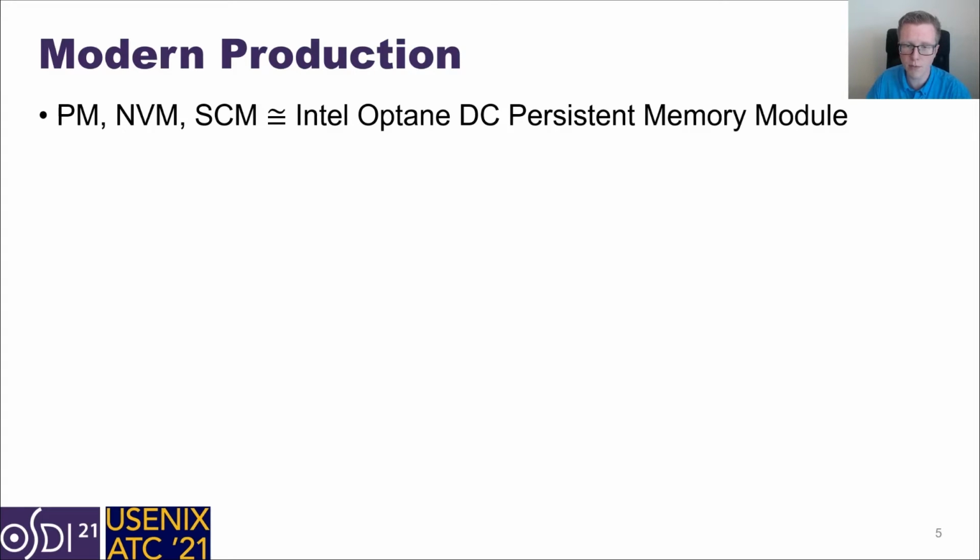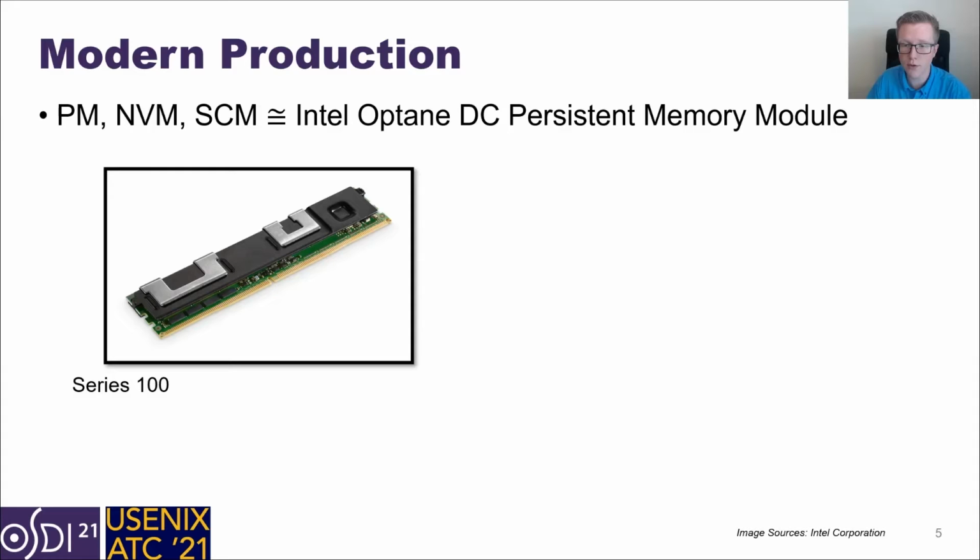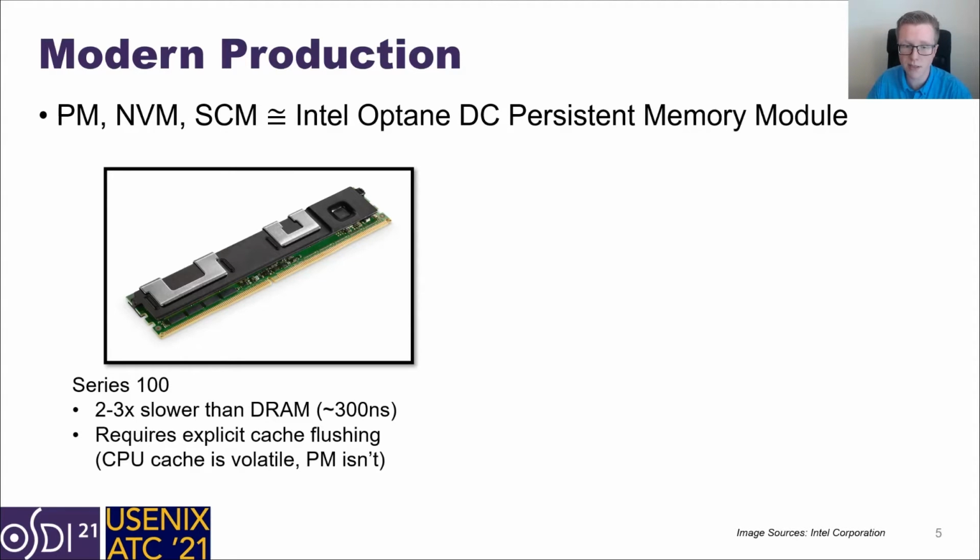The first persistent memory that Intel released, the Series 100 persistent memory, offered read latencies between 2 and 3 times slower than DRAM, or around 300 nanoseconds per access. One of the notable considerations the developers had to account for when using Series 100 Optane memory is that updates had to be explicitly evicted from the volatile CPU cache. Otherwise, updates destined for persistent memory could remain in the CPU cache indefinitely and be lost on power failure.